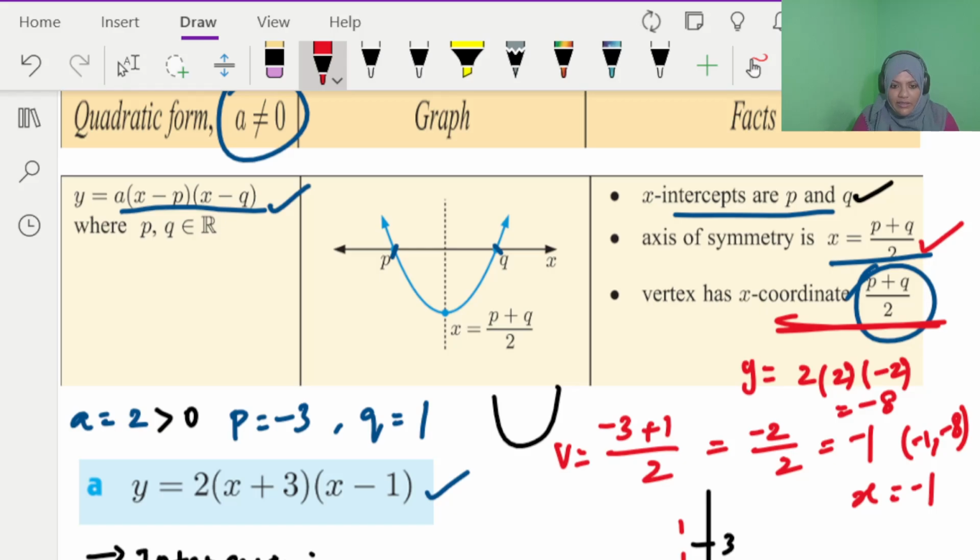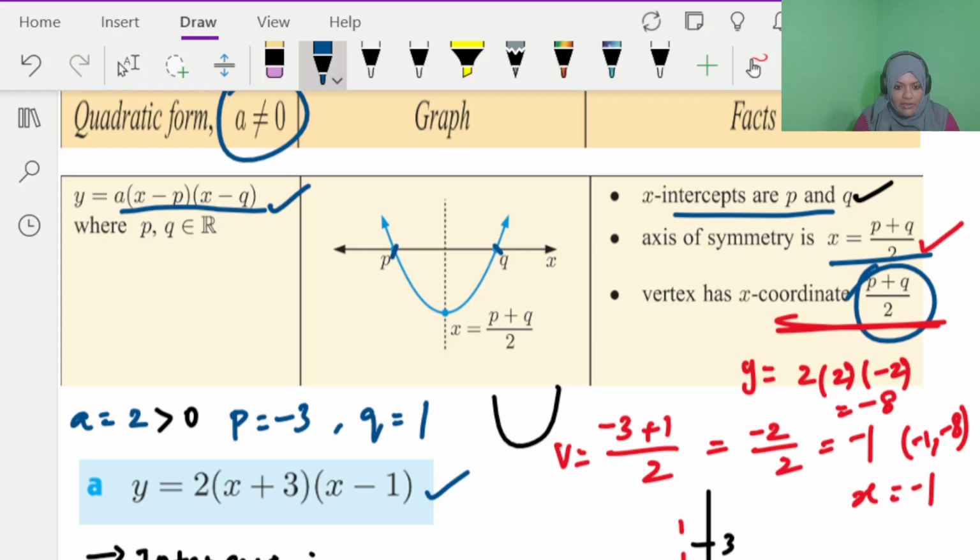So what do you get? It's negative 1 comma negative 8 somewhere around here. Correct? Somewhere around here. And see to it, you also have the intercept of y, which is negative 6. Let me mark it over here. Okay, this point also we have. So now we'll try to draw the graph.